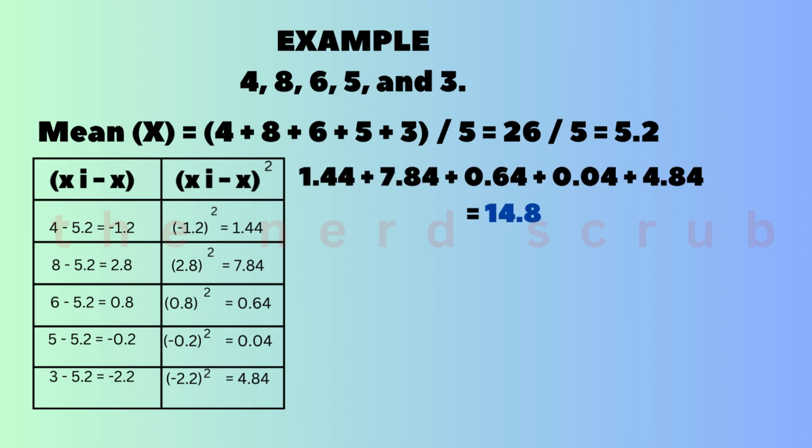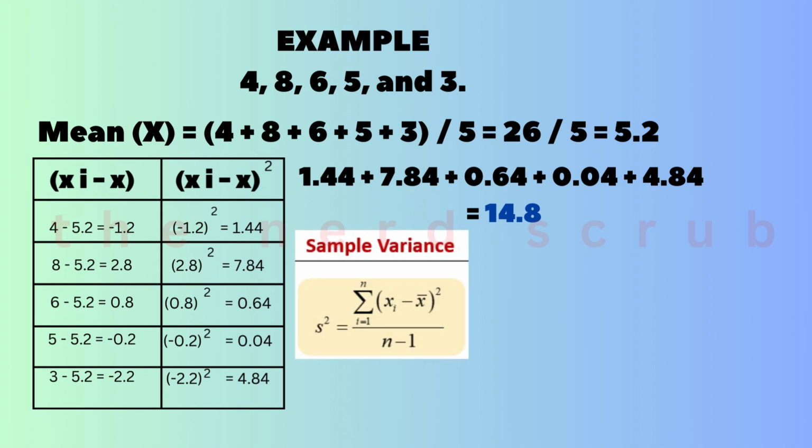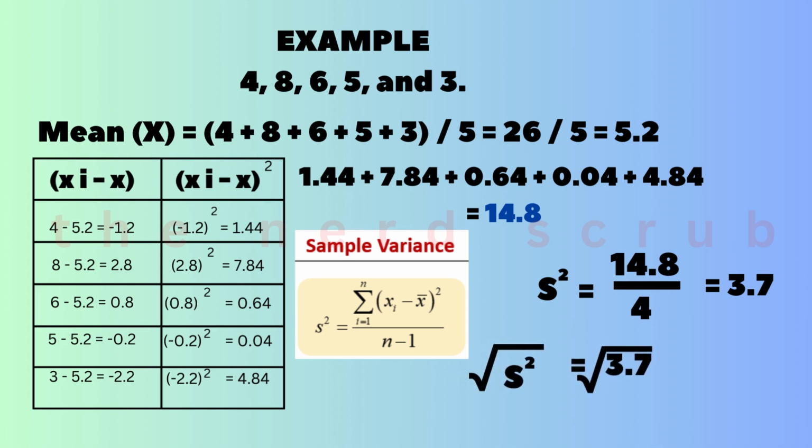In our case, we will calculate the sample variance, so we will divide by n minus 1. This is how we write the sum of the values, and then we write n minus 1, that is 4. The answer we got is 3.7. And we will simply take the square root of the variance. The standard deviation of our data set is approximately 1.92.